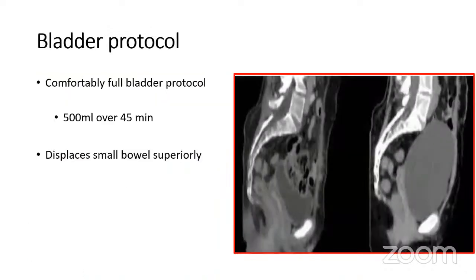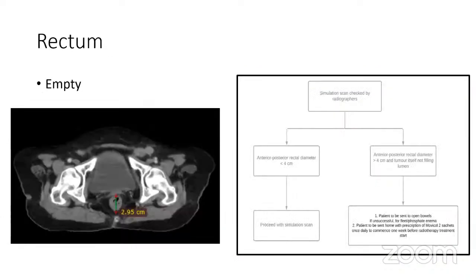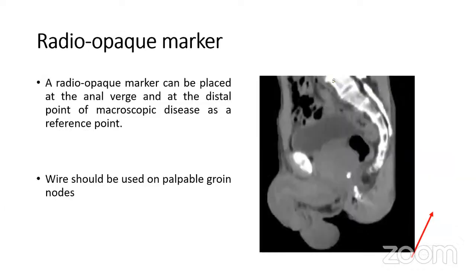And the bladder protocol remains the same as for rectal cancer. We go for a comfortably full bladder with 500 ml over 45 minutes to reduce the small bowel dose. And for the rectum, we ensure that the anteroposterior diameter is less than 4 centimeters.